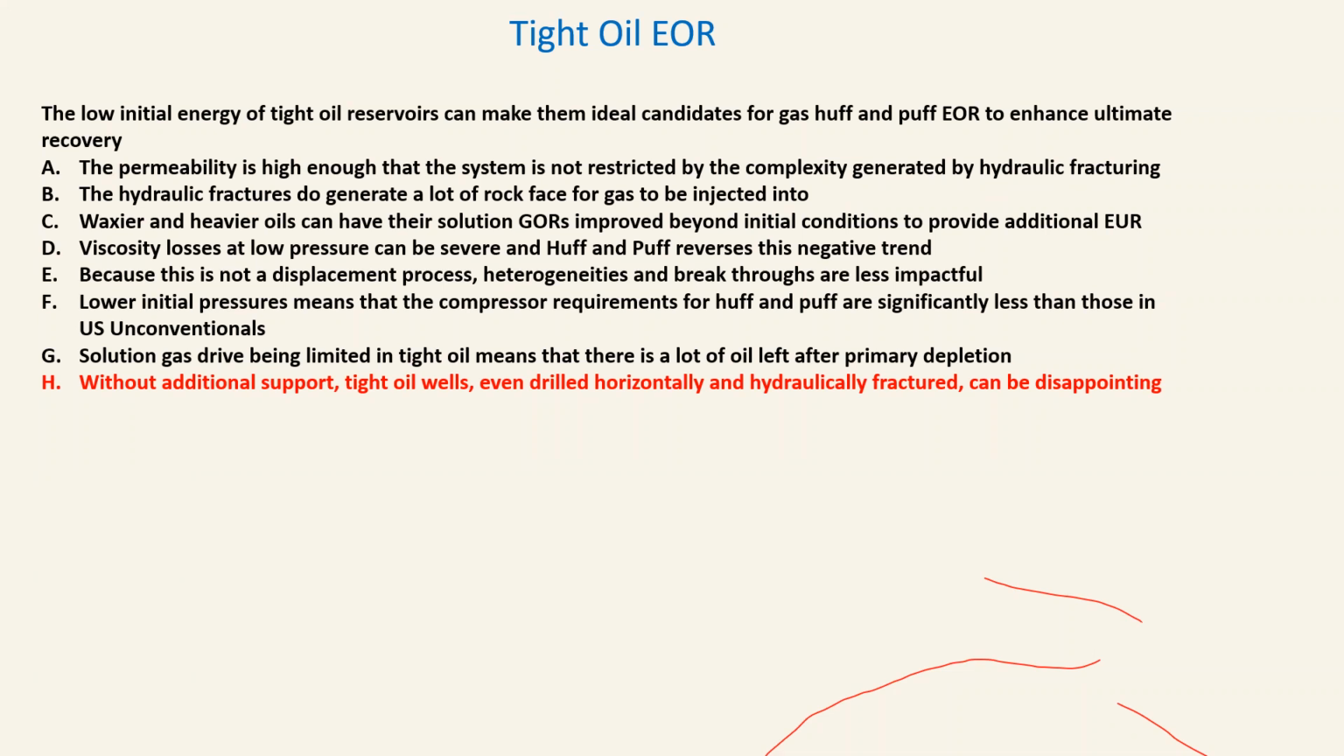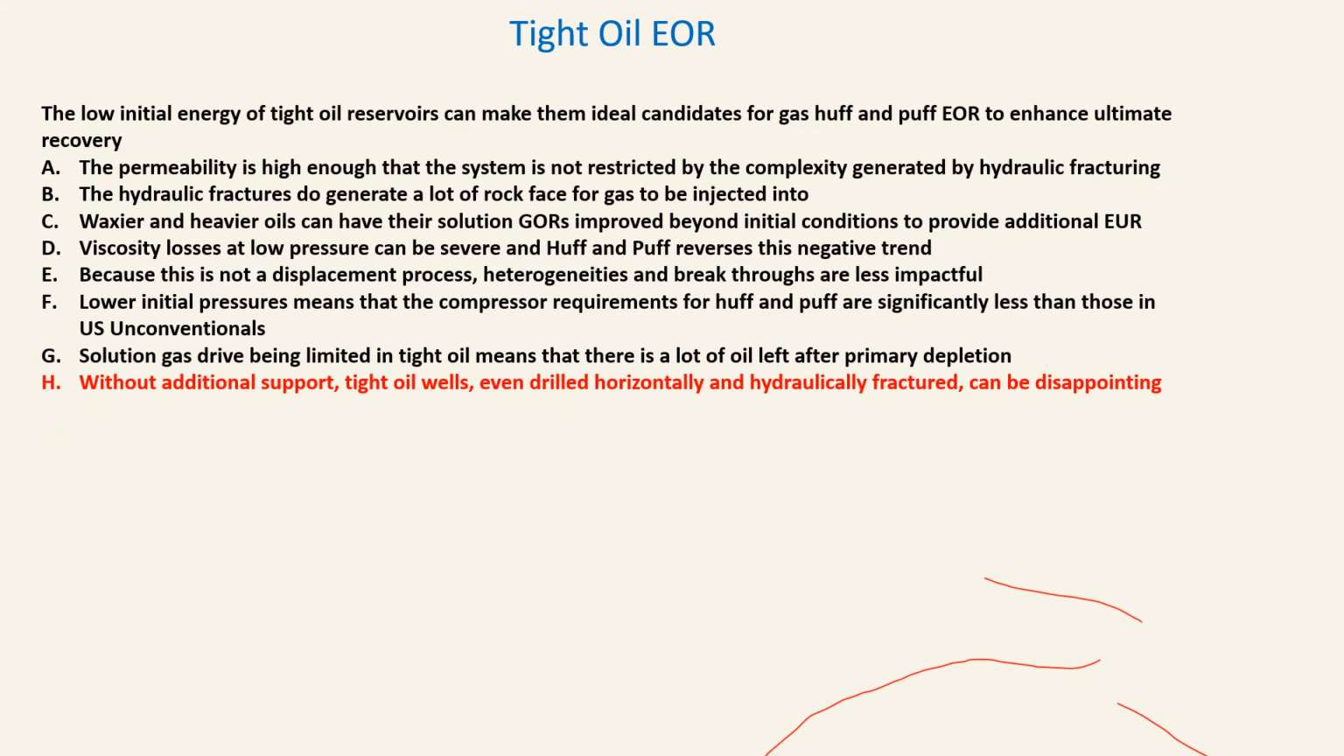Though tight oils tend to be waxier and heavier oils. So when you have pressure depletion, the viscosity doesn't just go from 5 to 2 or from 2 to 5. I've seen tight oil where the viscosity of the oil goes from 2 at the bubble point pressure to 20 at their pressure limit. So you can have significant viscosity drops in tight oil. When you huff and puff, you revive the oil and get that viscosity back up to reasonable values.